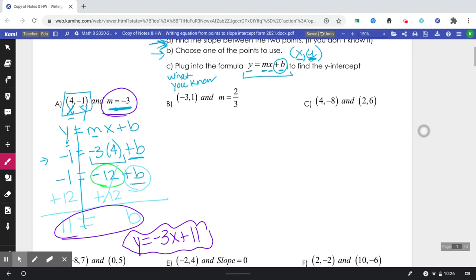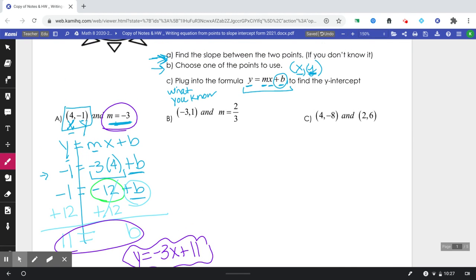Letter B. Okay, we're going to go through those same 3 steps. Find the slope between the 2 points. I already know it. Choose one point. I have only one point, so that will be the point that I must use. So I'm going to label the coordinates x and y. Plug into the formula y equals mx plus b. I'm going to plug in what I know.